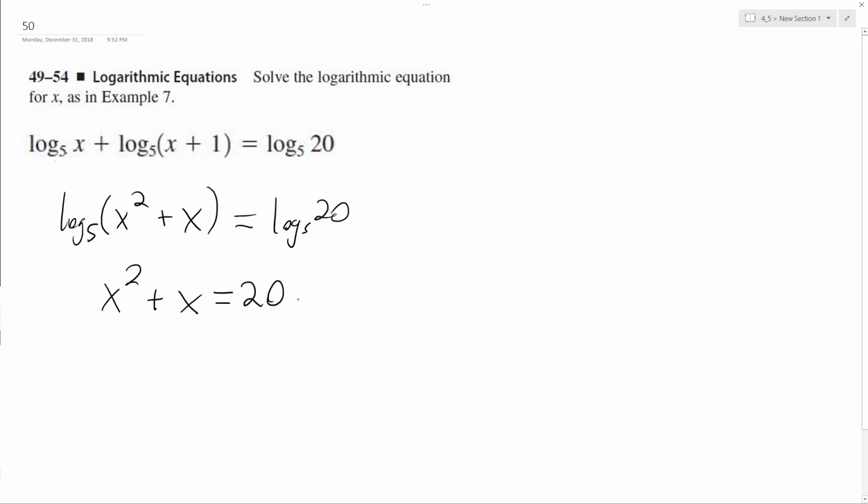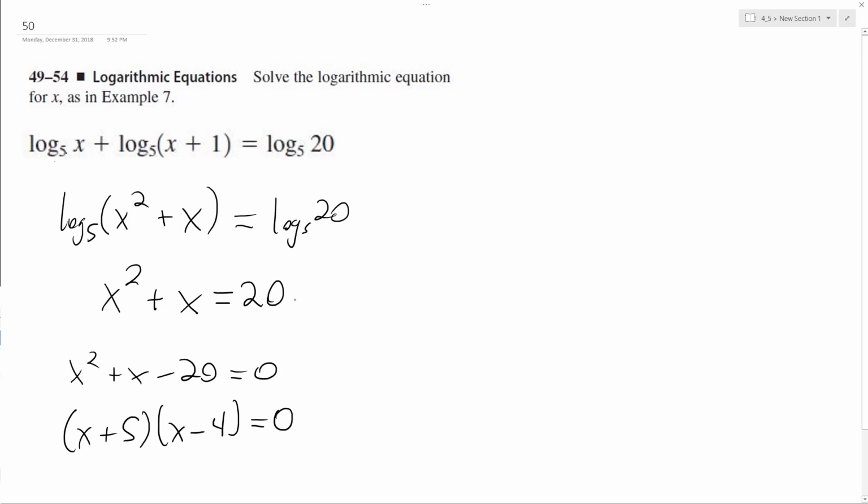Equals 20. All right, so move the 20 over. I get x squared plus x minus 20 equals 0, and I get x plus 5, x minus 4 as my factors. So my potential roots are negative 5 and 4.